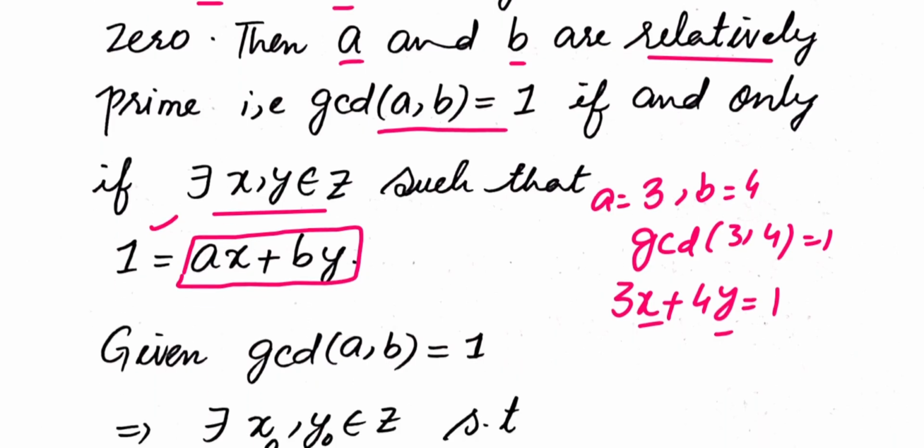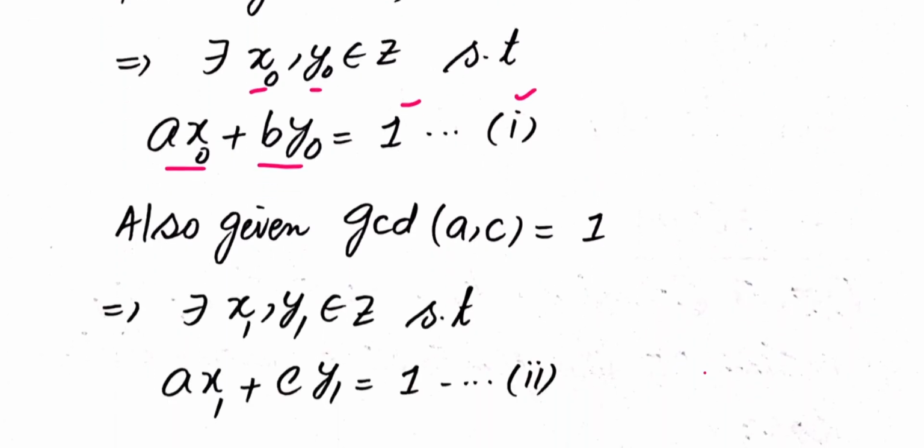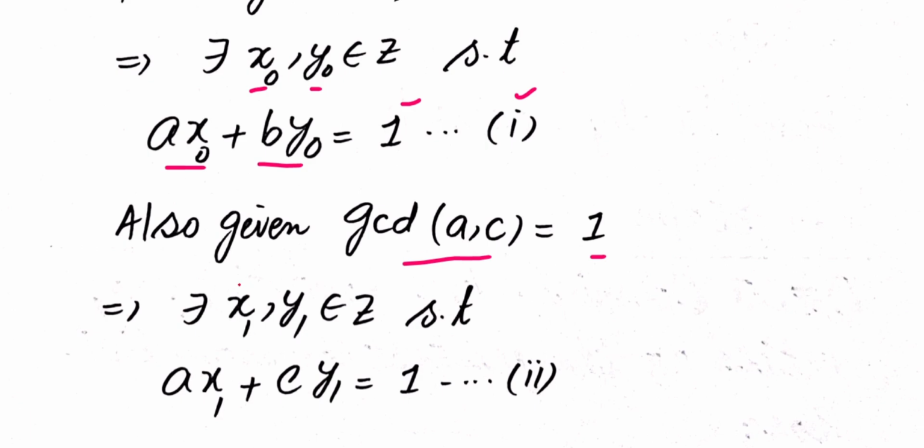So it is given that GCD of A and B is equal to 1. So we can find integers x naught and y naught such that A x naught plus B y naught is equal to 1. Say this is equation number 1. Similarly, it is also given that GCD of A and C is equal to 1. Again, we can find integers x1 and y1 such that the linear combination of A and C, that is a x1 plus c y1, is equal to 1. Say this is equation number 2.